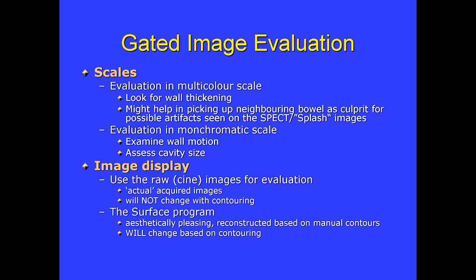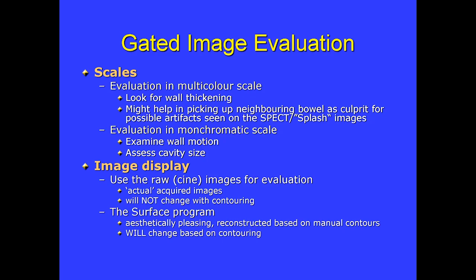It might help you pick up neighboring bowel issues or other culprits that may cause possible artifacts, whereas the monochromatic scale, again, helps you examine boundaries better and wall motion, cavity size, that kind of thing. But also possible in a lot of the nuclear cardiology software is to be able to volume render what we see, so that we can actually look at the images in the raw format of the actual SPECT things.